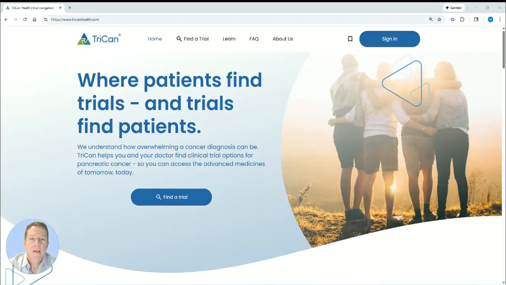We founded TriCan with a simple mission to help cancer patients identify clinical trial options so they can make informed decisions about their future treatment. We want to make it as easy and accessible as possible. So just come to TriCanHealth.com and look for the Find a Trial button.